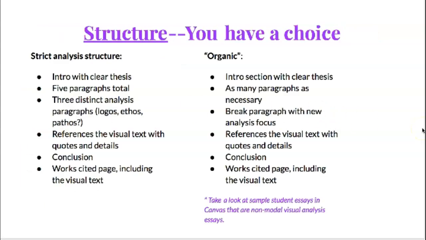So one last little note here on structure. So if you want to do something that's a very typical academic 5-6 paragraph essay, here's what you would include: an introduction with a clear thesis. You would have at least 5 paragraphs. You'd have 3 distinct analysis paragraphs, like logos, ethos, pathos is a really nice one to do, but make sure that your chosen piece includes logos, ethos, and pathos.